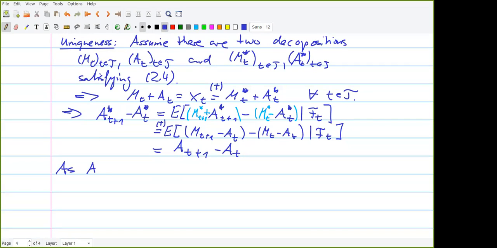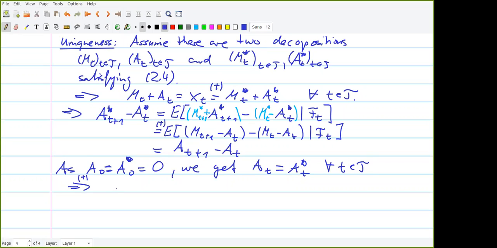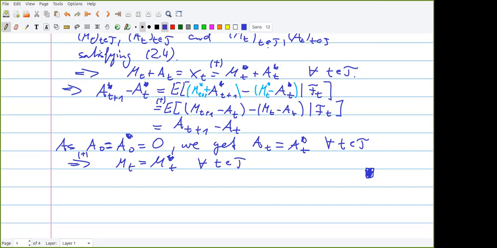Now, by assumption, A at time 0 and A star at time 0 are both 0, and the increments are the same, so we get that A is equal to A star for all T in the index set. And if I look now at dagger, then I also get that M is equal to M star for all T. So this is the uniqueness part.